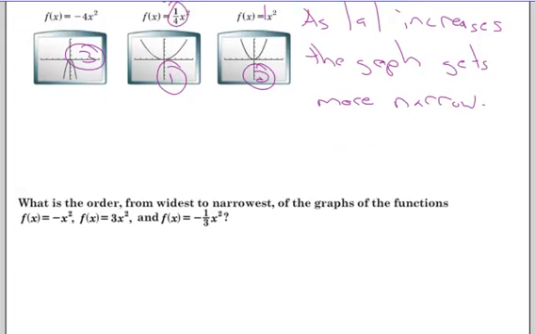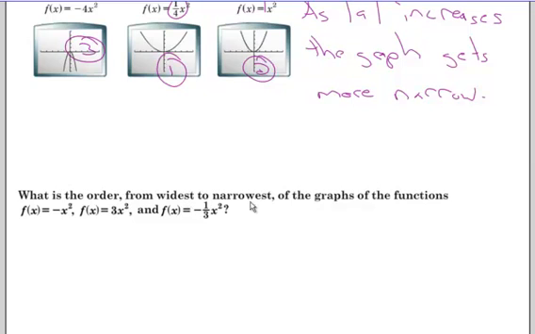So if I want to list these from widest to narrowest, I'm actually using the numbers 1, 3, and 1/3. Again, I don't care if it's positive or negative. That just means it's going to open up or down. So the widest is going to be 1/3 from the negative 1/3. Next is going to be the 1, and 3 will be the third one. Okay. Widest to narrowest.